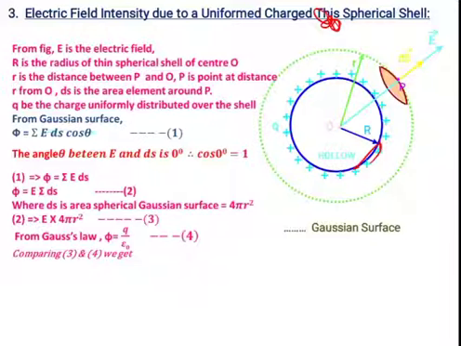Again, the same theory which we discussed in the previous slides. So the flux phi is equal to E ds cos theta, where cos theta is nothing but cos 0 here. Why 0? Because the directions of these two are the same. So cos 0 is equal to 1.